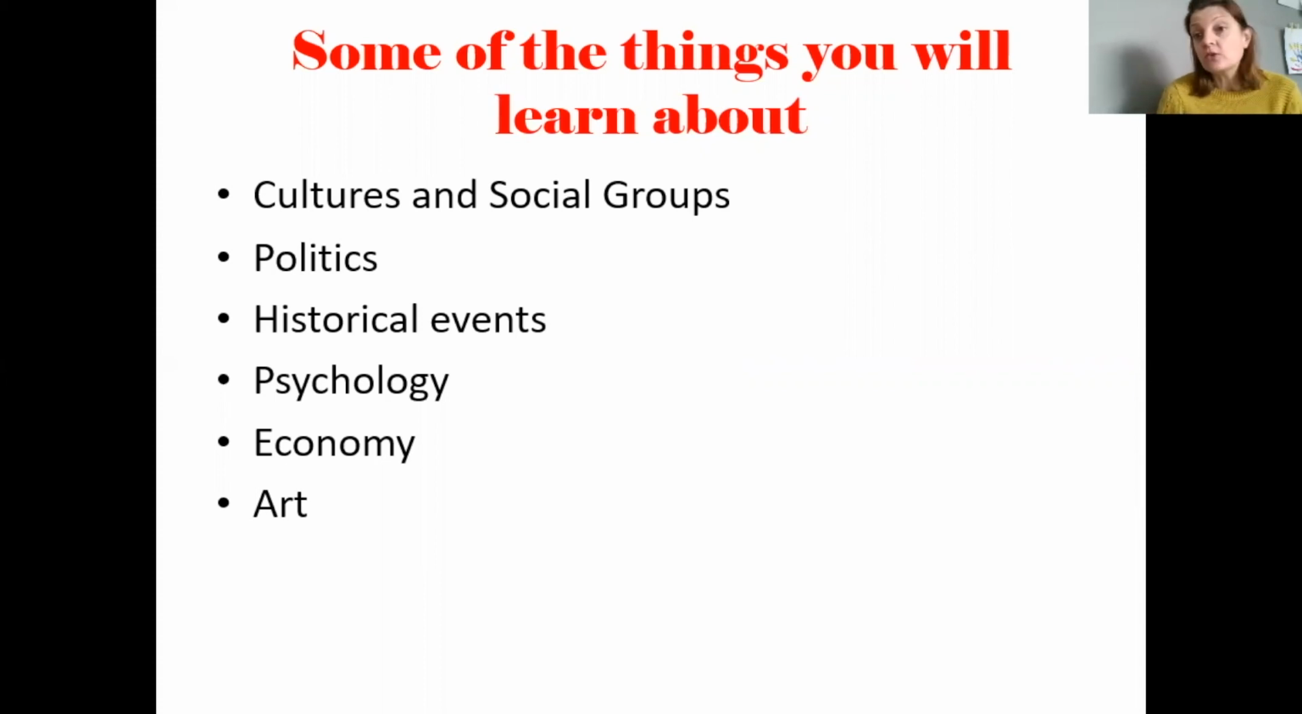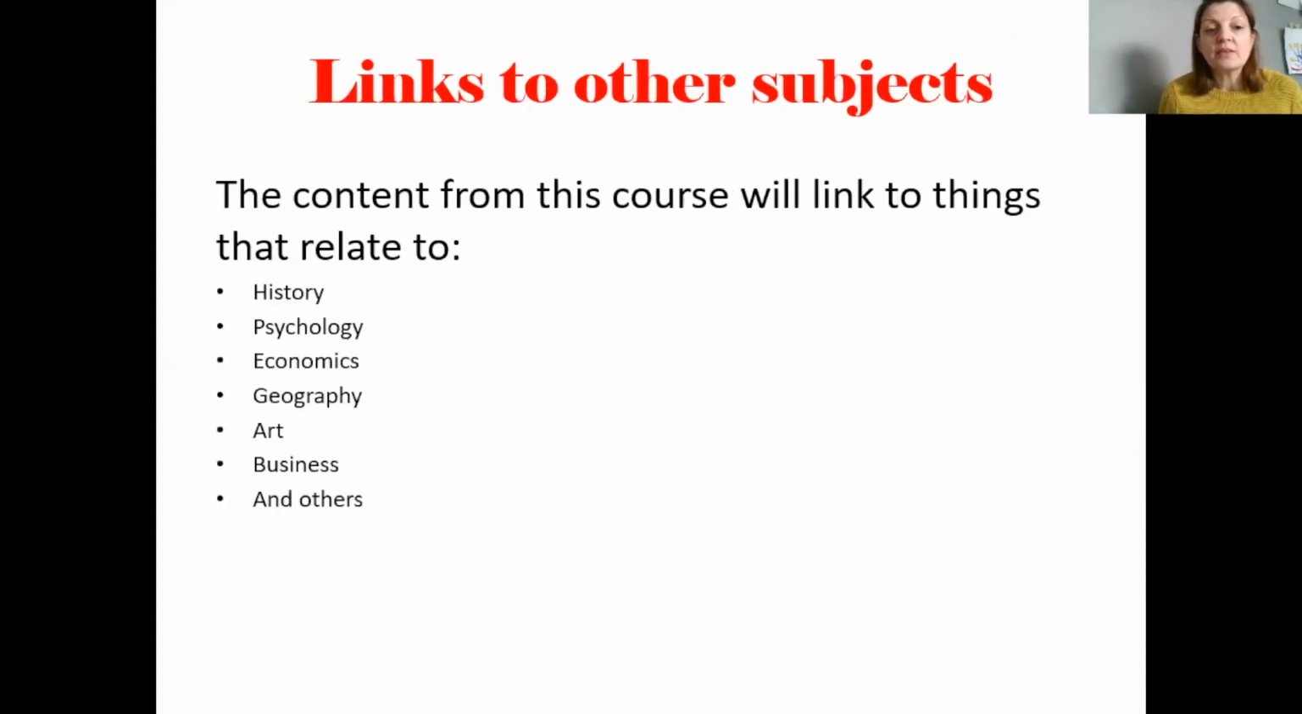Historical events, psychology, as I've already said, economy, because films and the way that they're made come out often of both government economic policy, if they're there for propaganda, but also the ability to gain funding for films. And obviously art, you're looking at film as artistry as well. So I think that's kind of clear what sort of links there might be to other subjects.